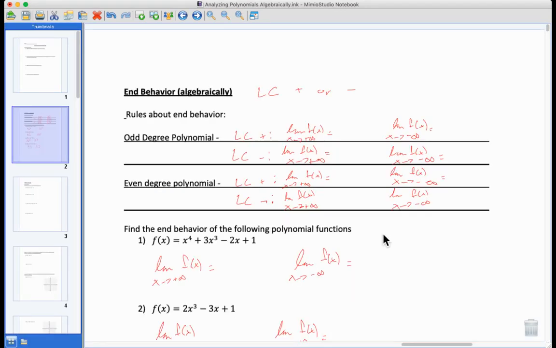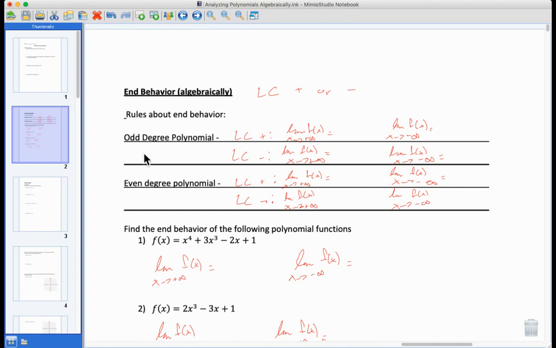So when we're talking about end behavior, we're talking about what happens to the graph as we move further and further along the x-axis in the positive direction towards positive infinity, and what happens as it moves further and further to the left towards negative infinity. Now, you'll notice here I used LC plus or minus. LC stands for leading coefficient, because we're going to be looking at 2 different things. We're going to be looking at the degree of the polynomial, whether it's even or odd, as listed right here, but we also want to pay attention to the leading coefficient.